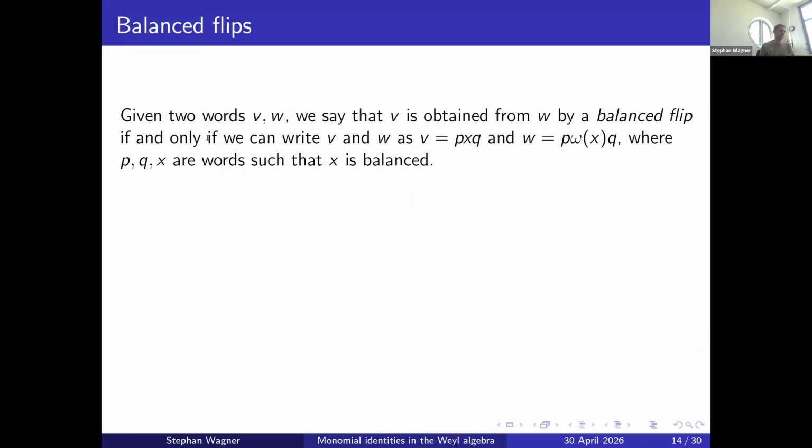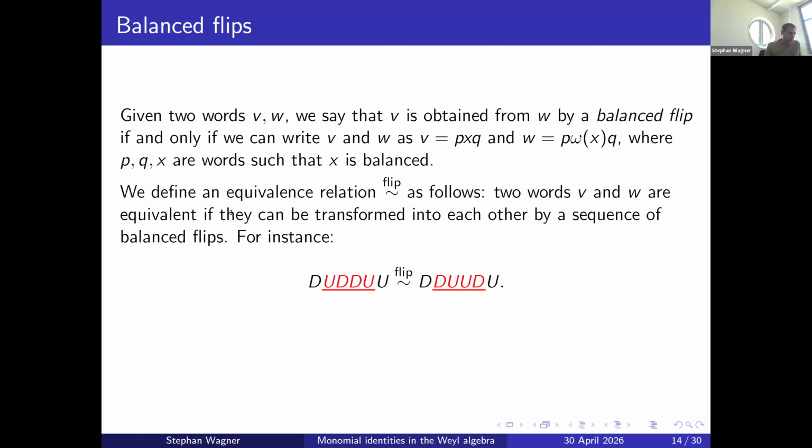I'm again allowed to iterate this. So if I take two words, V and W, I say that V is obtained from W by a balanced flip, which means performing the flip that I just explained on the previous slide on a balanced word somewhere inside. So if I can express V as px cubed for some balanced word x, and then apply this omega to x, then I'm getting a new word, and that is what I call a balanced flip.